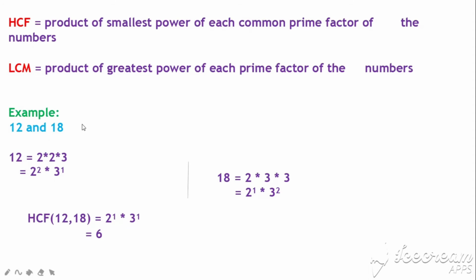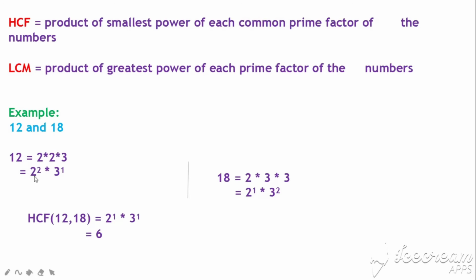Now how to find LCM? LCM is nothing but the product of the greatest power of each prime factor of the numbers. Here it need not be a common prime factor. In HCF it is a common prime factor, but in LCM it is not only the common prime factors. For each prime factor you need to check. So LCM is nothing but the greatest power of each prime factor of the numbers.